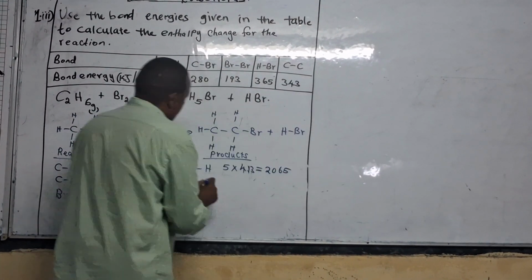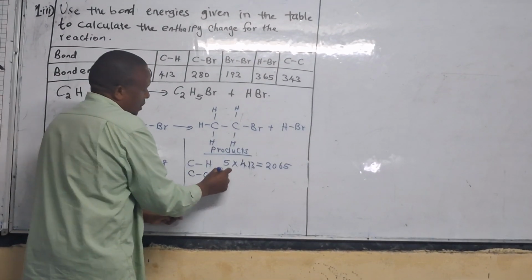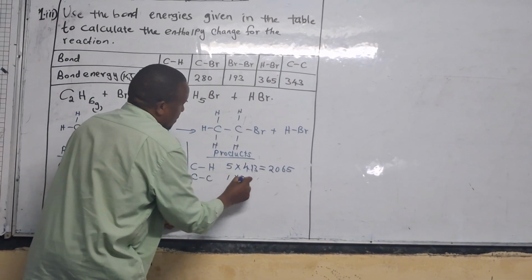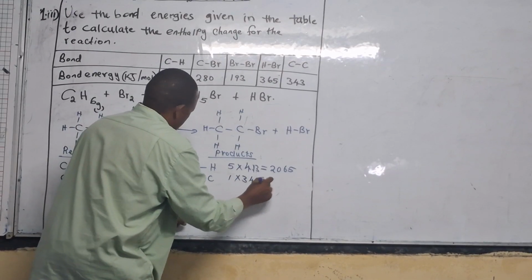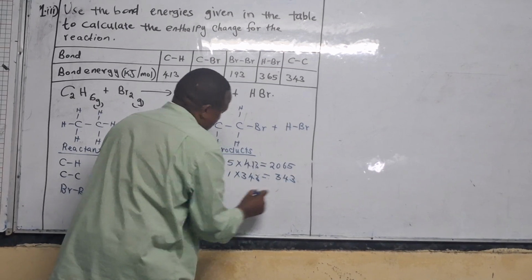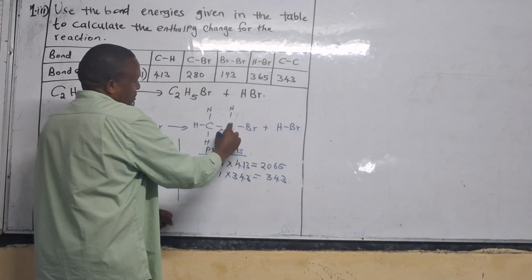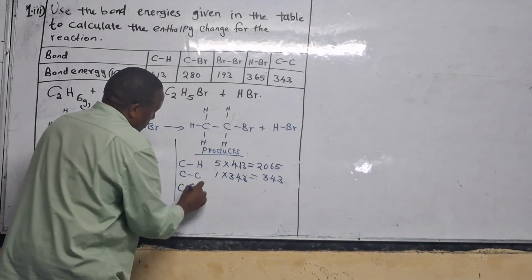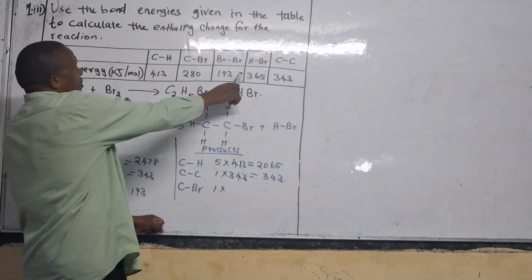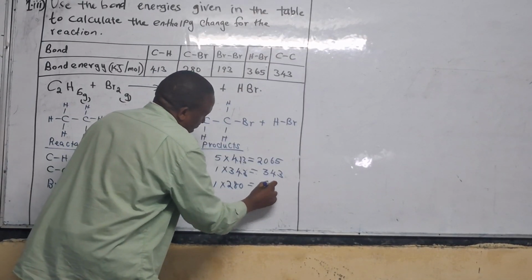2065 kilojoules. The next bond is carbon-carbon. How many carbon-carbon bonds can we see here? Only one. Times the bond energy of the carbon-carbon bond, which is 343. What do you get? It remains the same, 343. Very good. Another bond, carbon-bromine. This one here. How many are there? One. Carbon-bromine bond, what is the bond energy? 280. What's the total? 280.